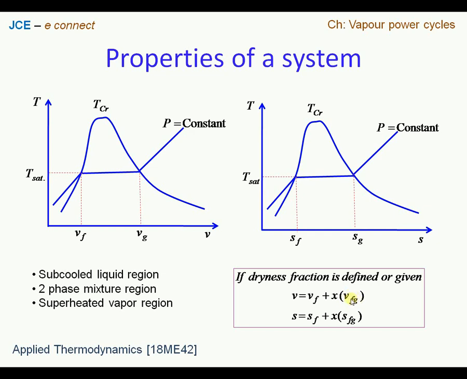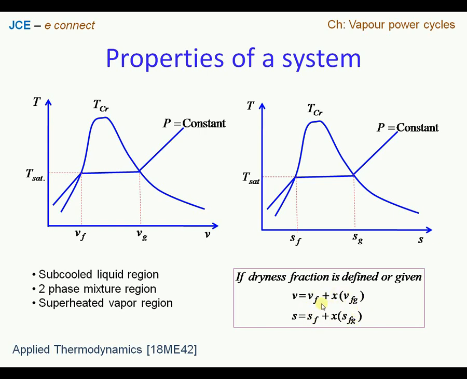Please remember that Vfg can also be written as Vg minus Vf. Correspondingly, the entropy equations will also be on a similar basis. S is equal to Sf plus x into Sfg. So entropy is equal to Sf plus x into Sfg.